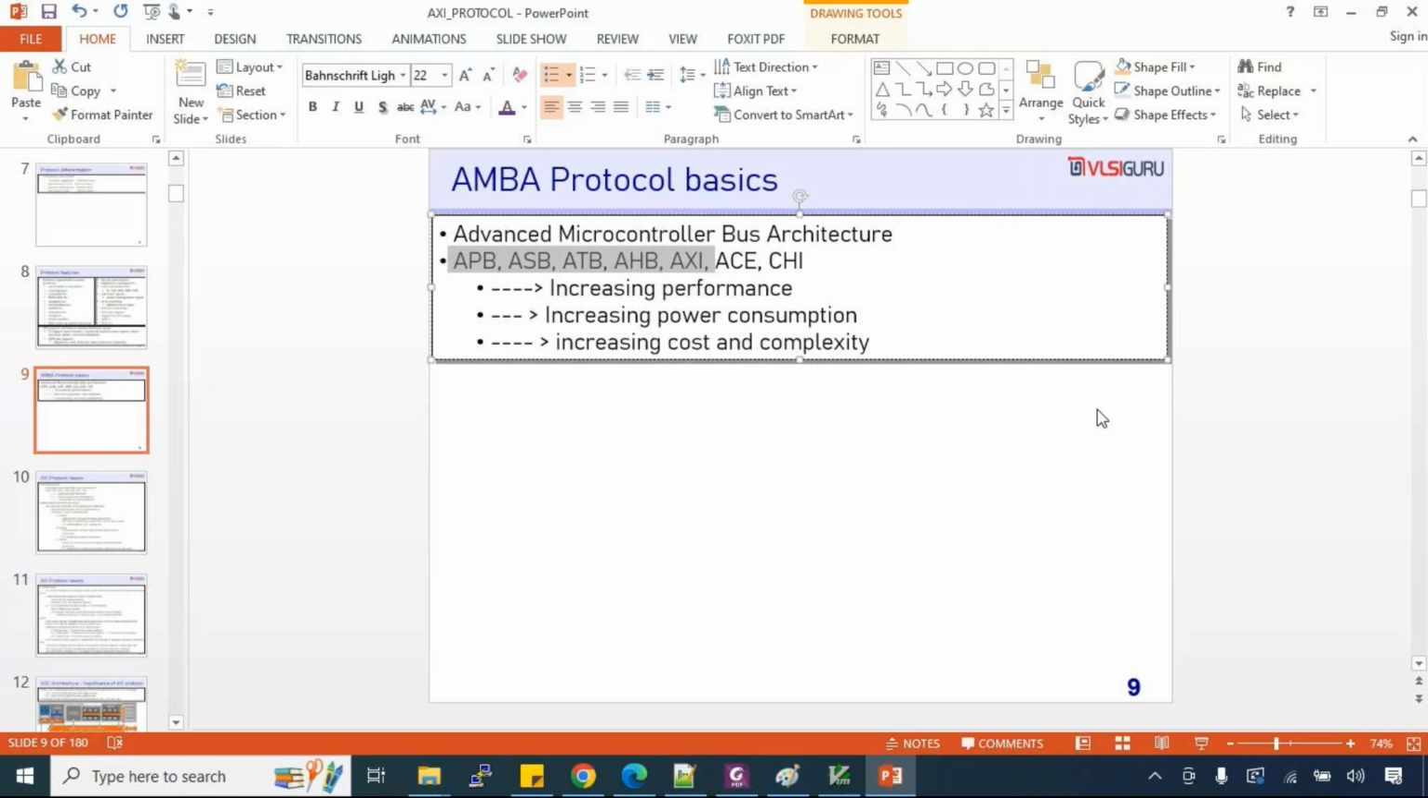They don't have that concept at all to get the cache coherency supported. So the only protocols that support it are ACE and CHI. So we have to use ACE and CHI.